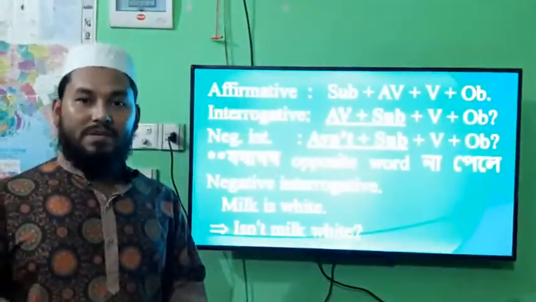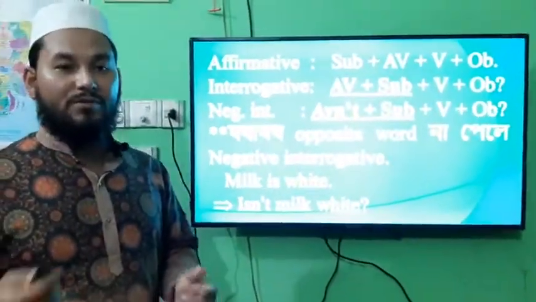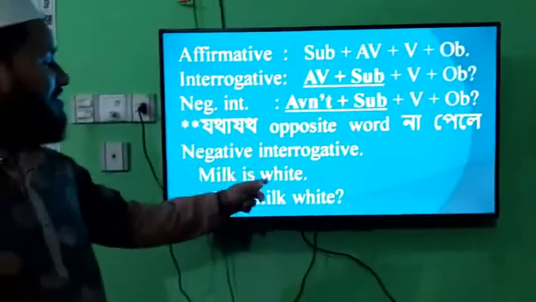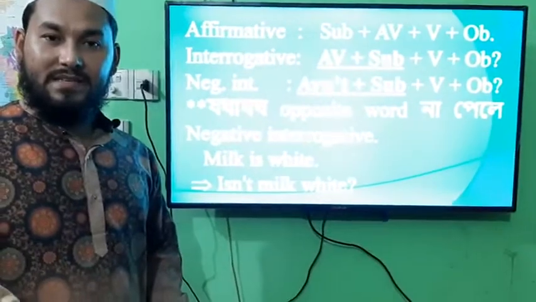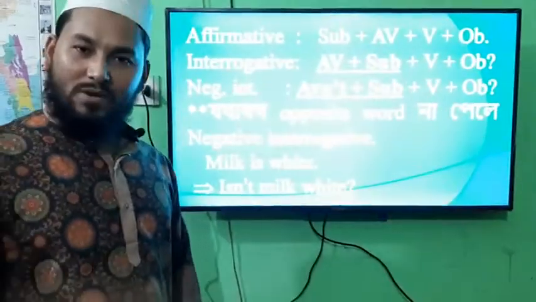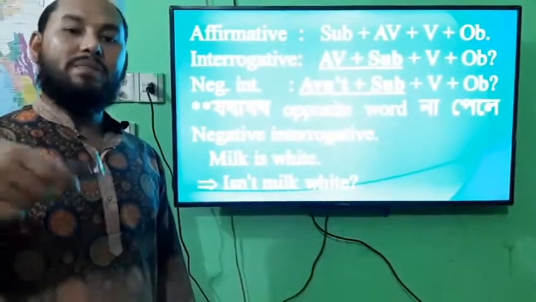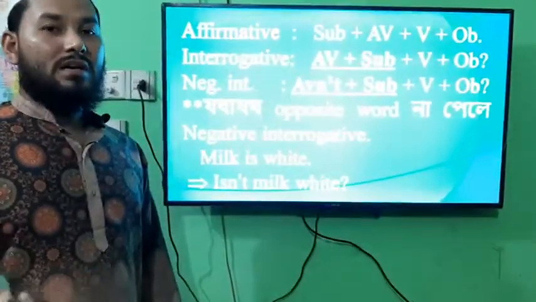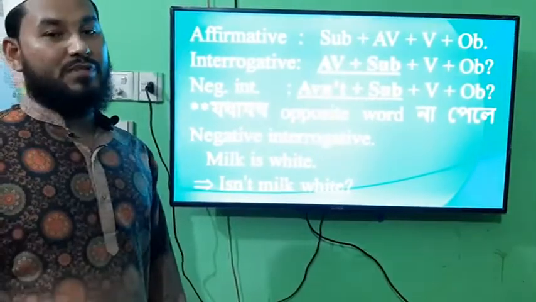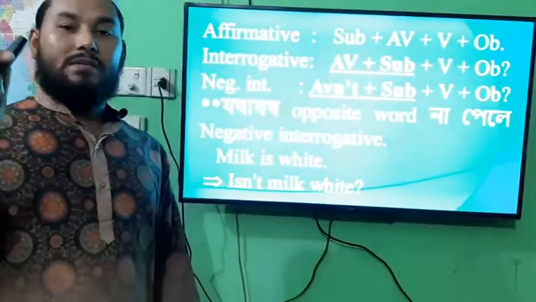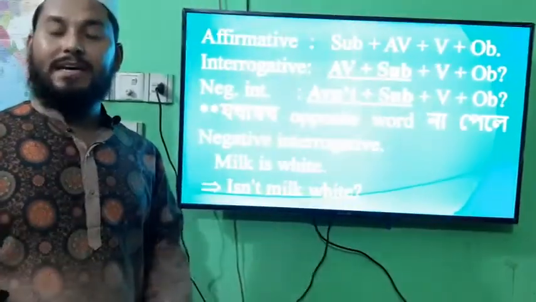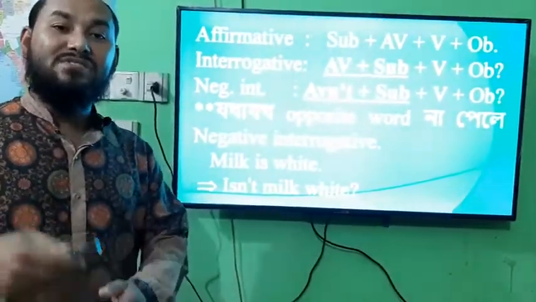Why? Because if we write white's opposite as black, what will be the answer? Milk is not black. Does it mean that milk is white? It may be blue, it may be green. So here is no proper opposite word. So what should we do? If we don't get any proper opposite word, then we have to make that sentence negative interrogative.